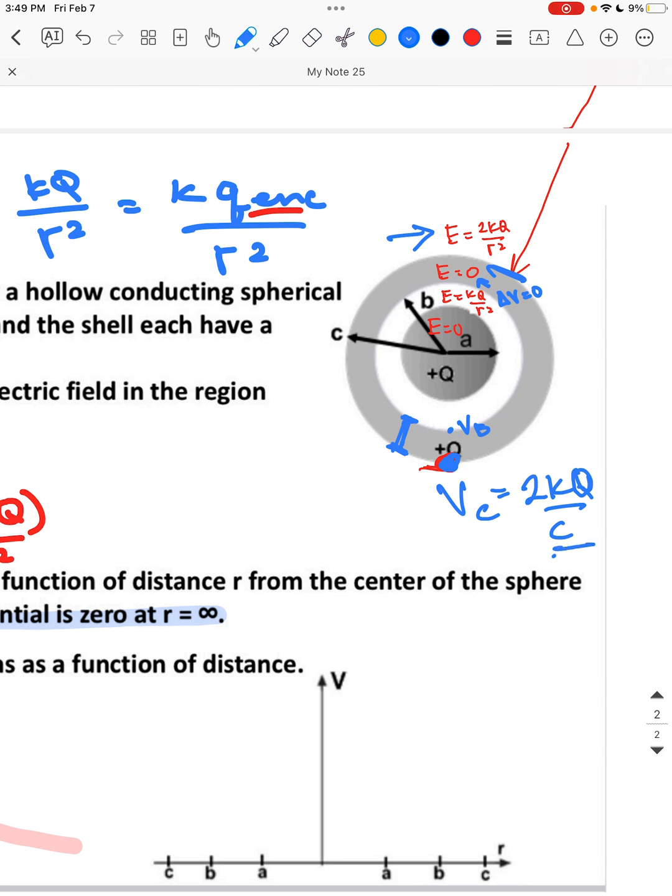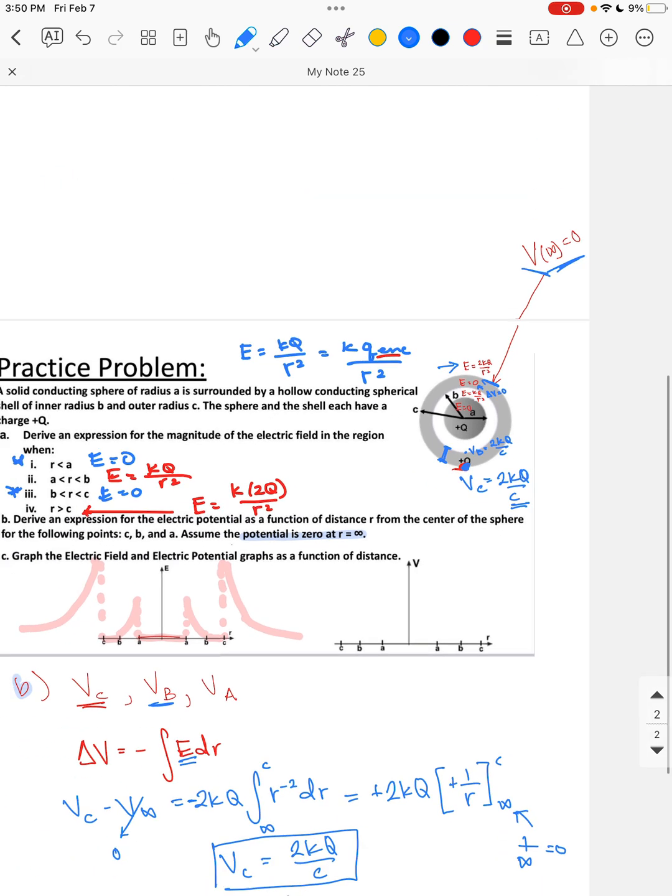And if I calculated, because I have to start from the outside in, that the potential at the surface is 2kq over C, and that the potential is constant within that conductor, then it cannot change. It is also 2kq over C, not 2kq over B. Okay, so hopefully that makes sense to you.